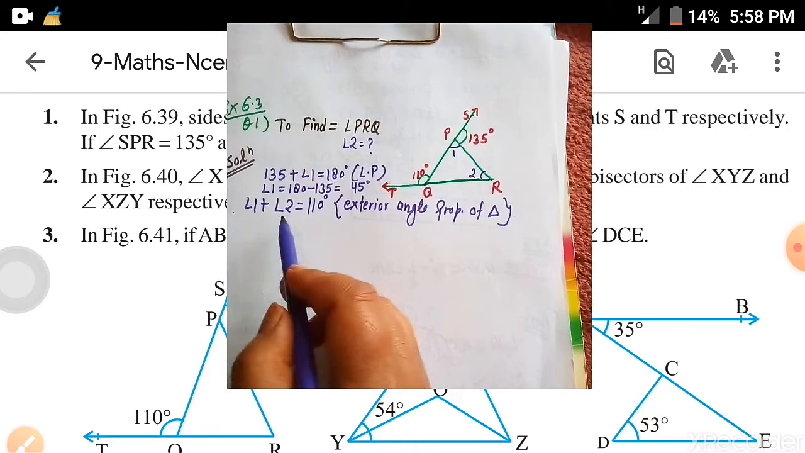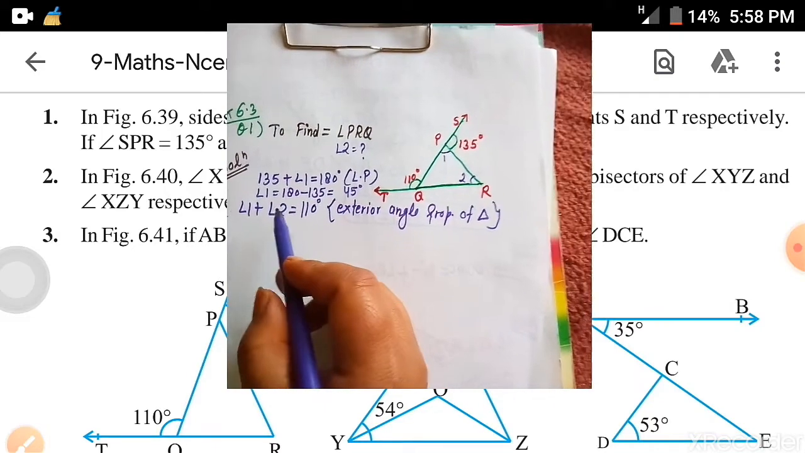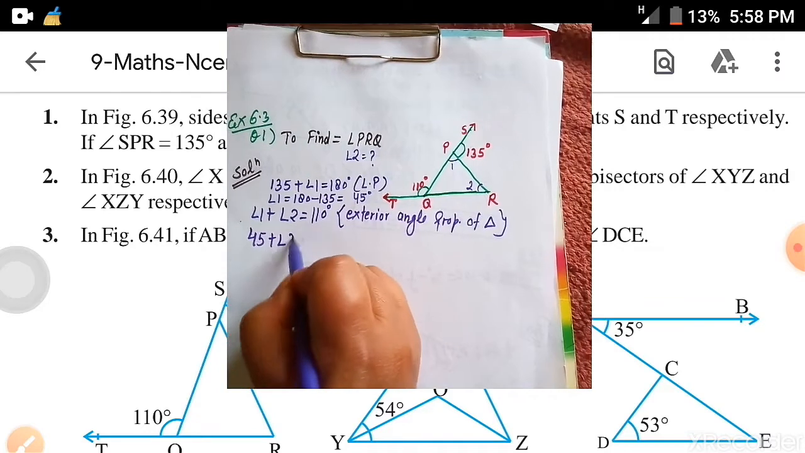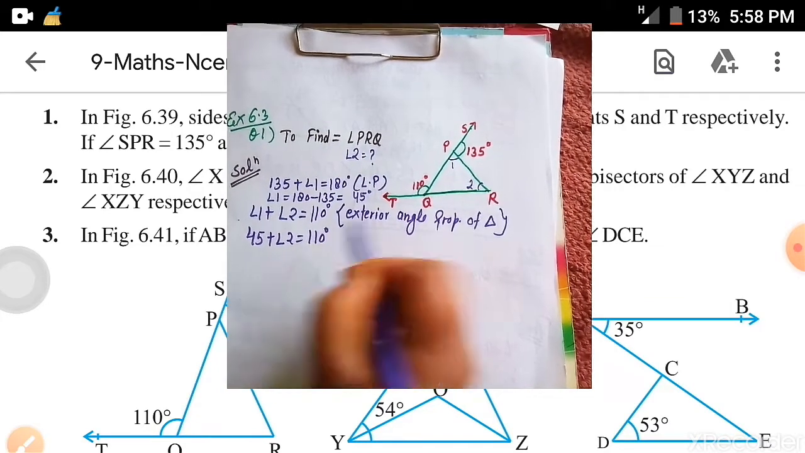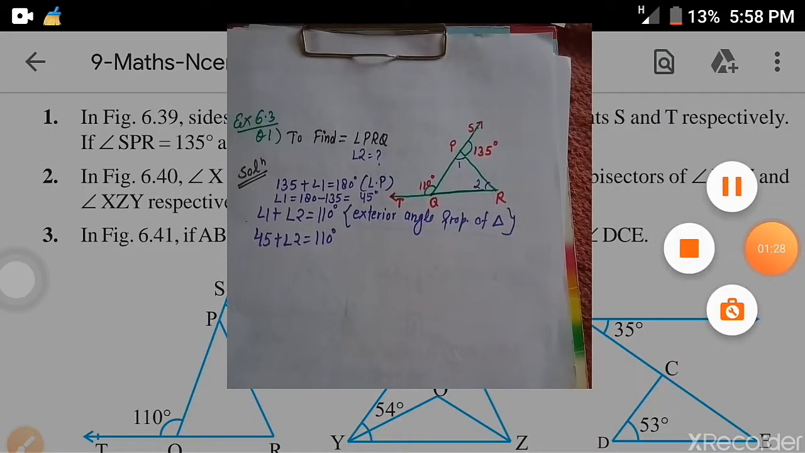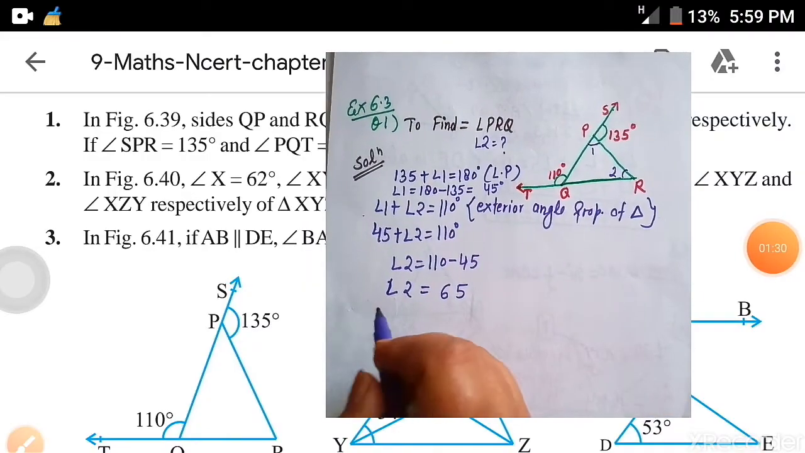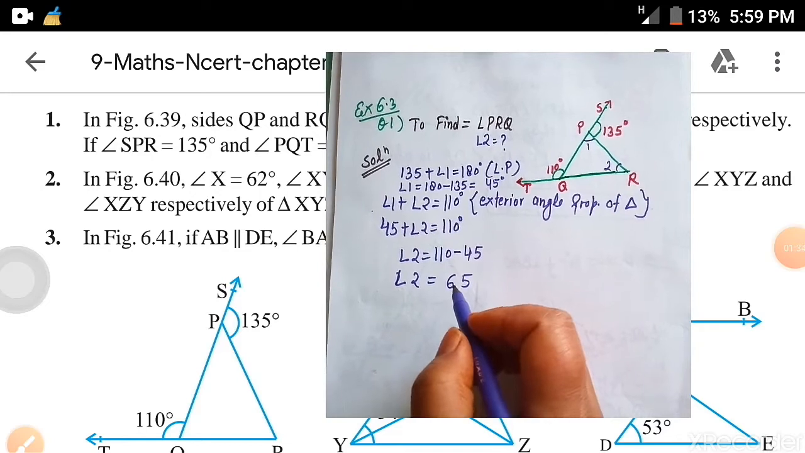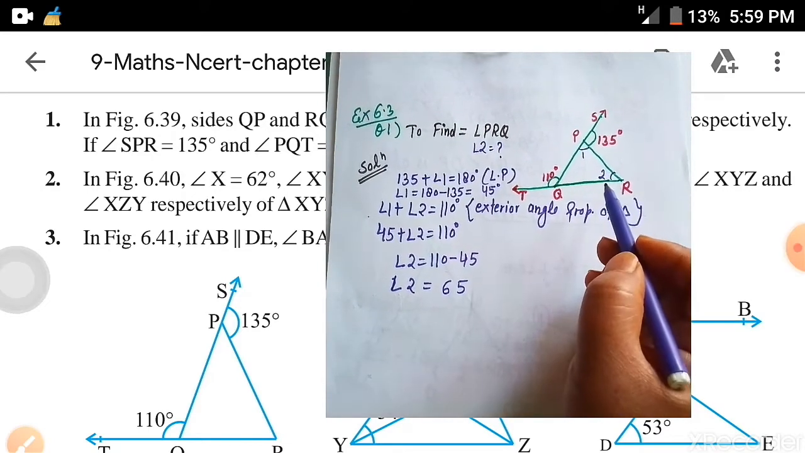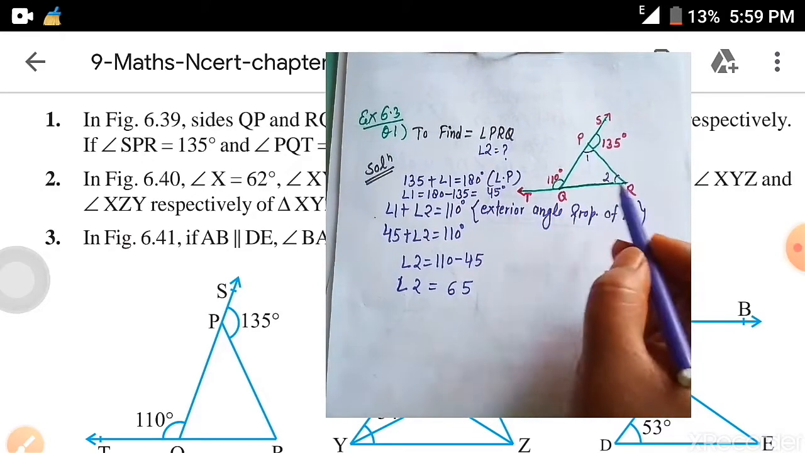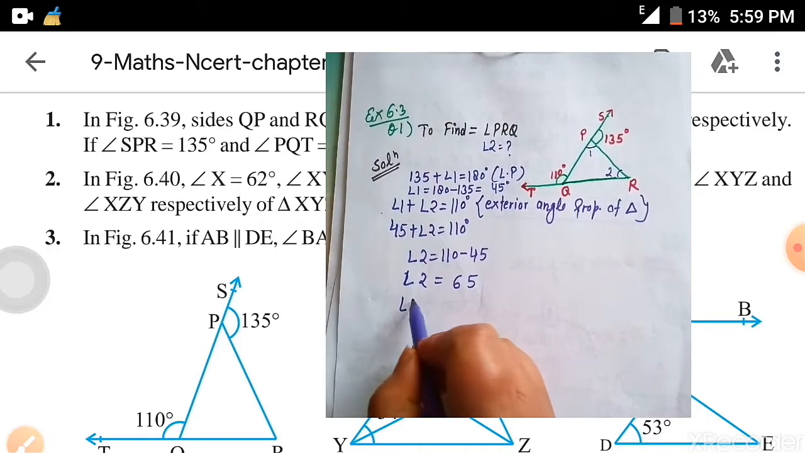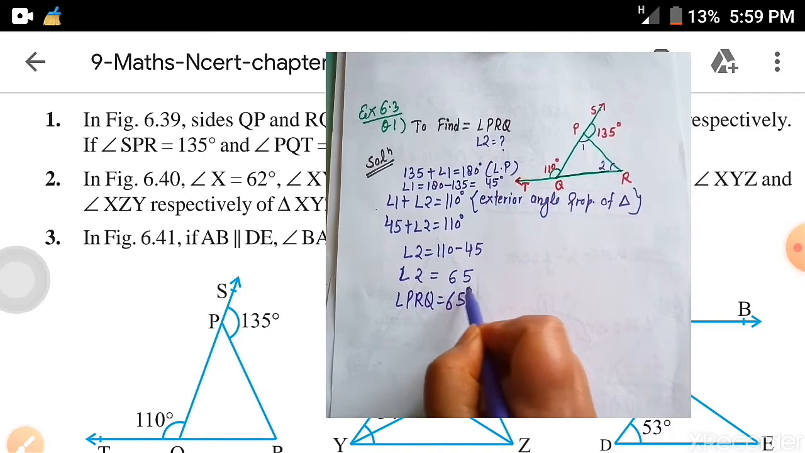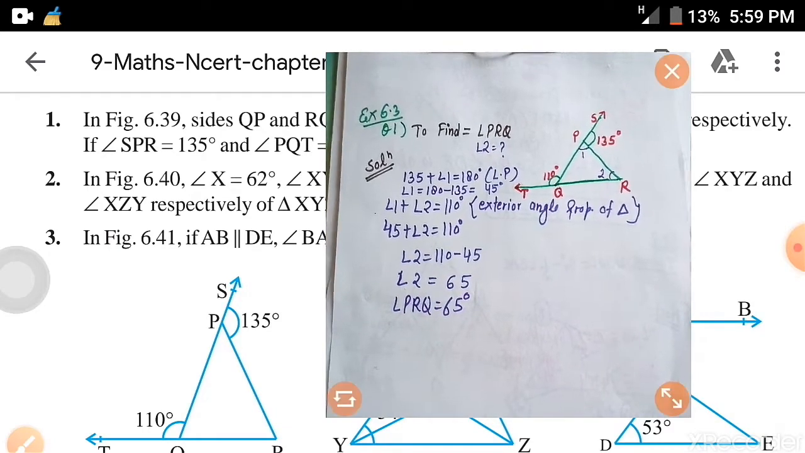That means angle 1 plus angle 2 equal to 110. We will put the value of angle 1. The value of angle 1 is 45, plus angle 2 is equal to 110 degree. Now we will solve it. Now see that angle 2 is equal to 110 minus 45, it's 65, but you can easily see that angle 2 is angle PRQ. So in place of angle 2 we can write angle PRQ is equal to 65 degree. This is the answer. Now move to the next question.